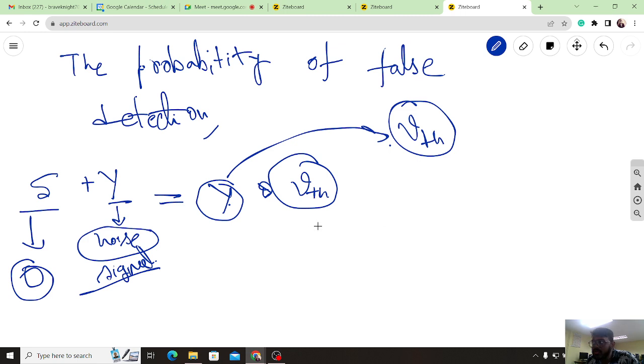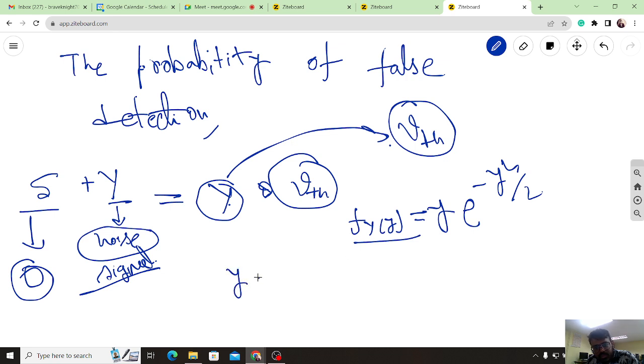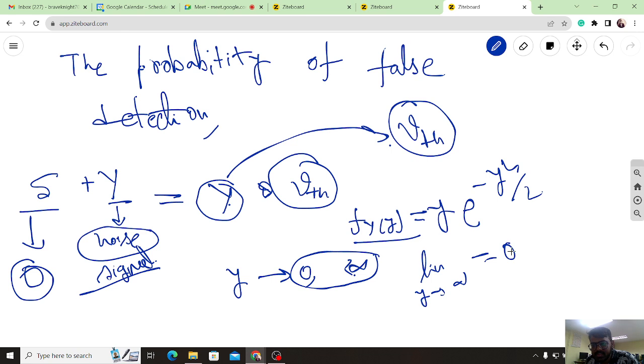But the distribution of Y is given as y e to the power minus y square by 2. So the domain of y can go from 0 to infinity. I mean, when y tends to infinity, its value will be 0. So the curve will be some sort of like this.